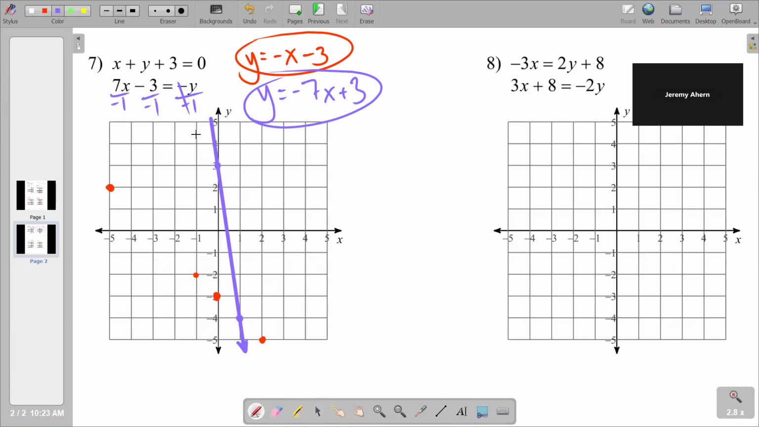So there is the purple. And here comes the red. And then we're going to circle the point where they cross and name it. And that point is right there. What's his name? So we write down 1, -4.